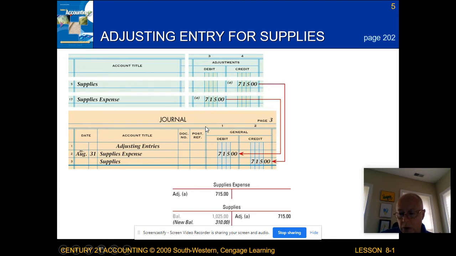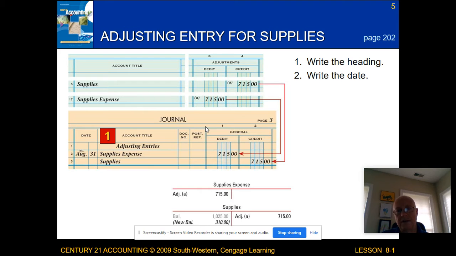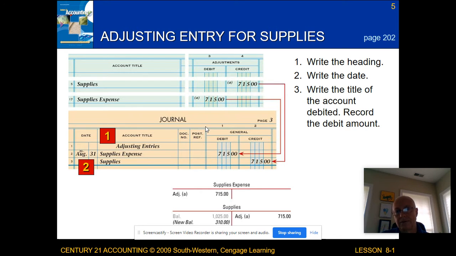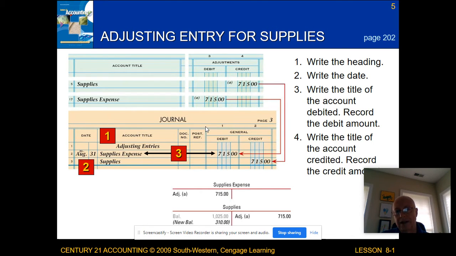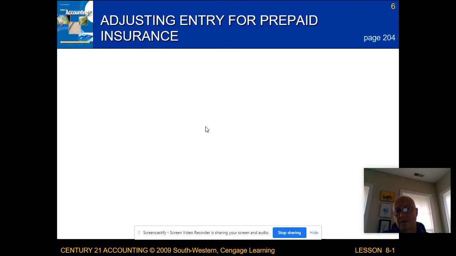So keep that in mind when you're going through this, because we've got to label everything since we don't have a source document. Other than that, this is straightforward journalizing. Date, debit, credit, source document. Say it with me. Date, debit, credit, source document. Okay, so you write the heading, adjusting entries, date, debit, credit, source document. Okay, the adjusting entry for prepaid insurance is identical.